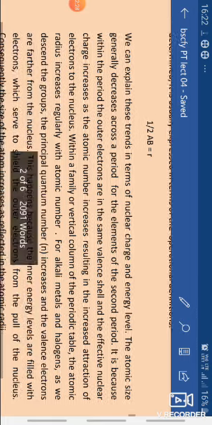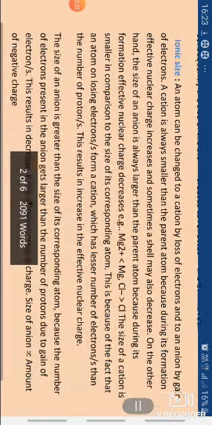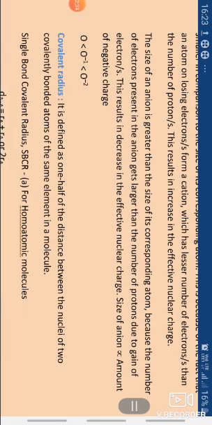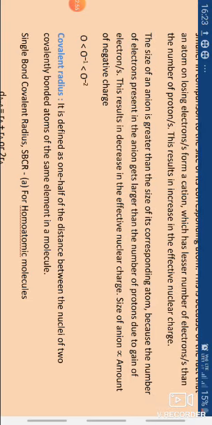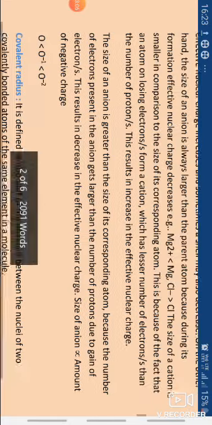Here is the example of oxygen in case of anionic charges. The neutral oxygen atom has a smaller atomic size. Then the O minus anion has a higher size as compared to oxygen. Then O two minus has a further higher size. So as the negative charge increases on an atom, the size of the anion increases.